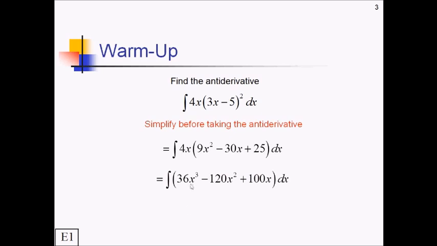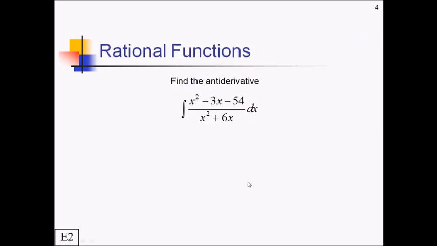So first term, bump that up to a 4, divide by 4. We've got 9x to the 4th. Next term, this will be an x to the 3rd, divide by 3, we've got negative 40x to the 3rd. And finally, this will become x squared, dividing it by 2, we have 50x squared. And then don't forget the plus c. That is still around. Here's another example that at first glance looks pretty awful.